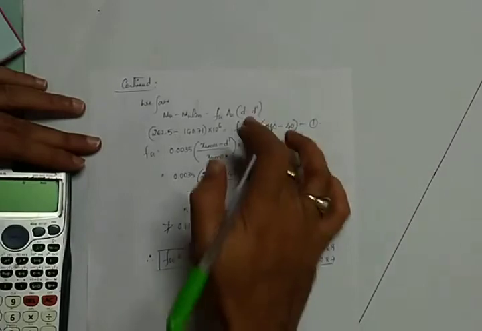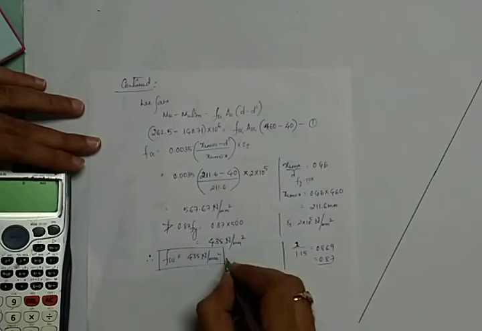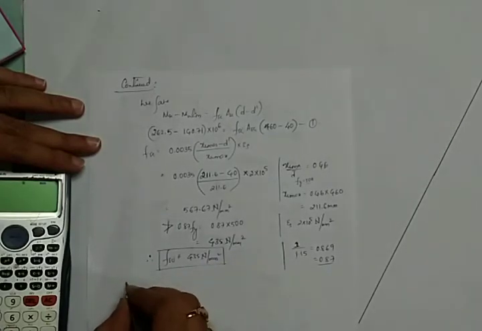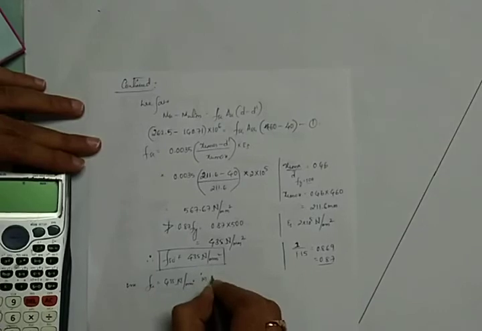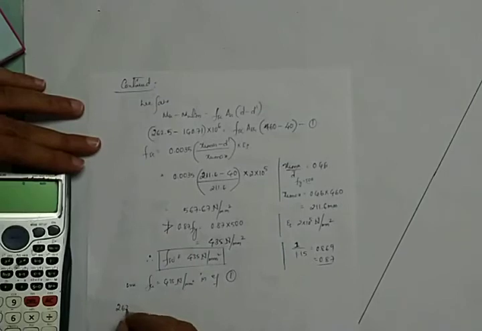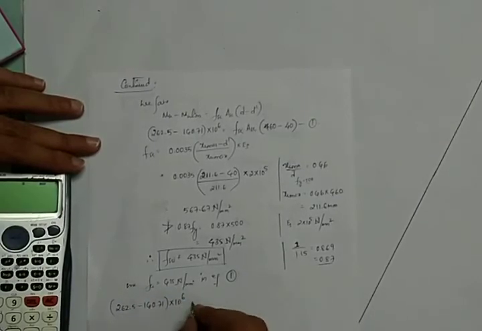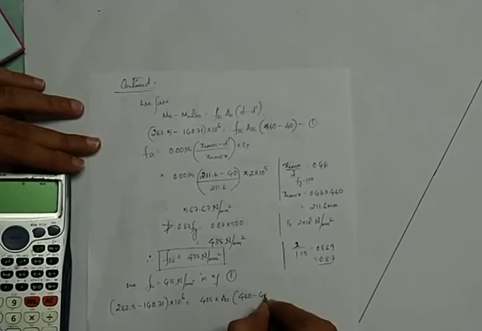By knowing these, you can calculate ASC. Substitute here, in equation 1. Use FSC is equal to 435 Newton per mm square in equation 1. So I will write once again 162.5 minus 140.71 into 10 power 6, the whole bracket. FSC is 435 into ASC into 460 minus 40.